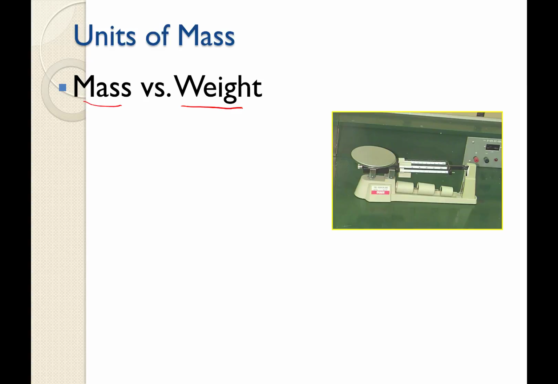Here's the key. Mass is the same no matter where you are. That's the key. If you're on Earth or on the moon, the mass will be the same. Weight, on the other hand, will change depending on how much gravity is exerted by that planet, or by whatever object is creating the gravity.